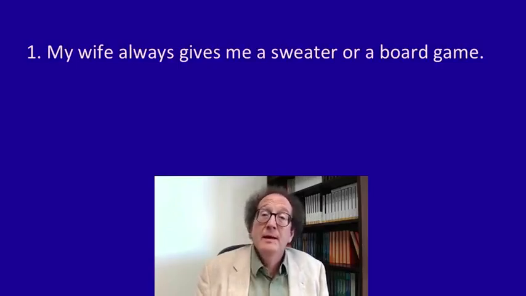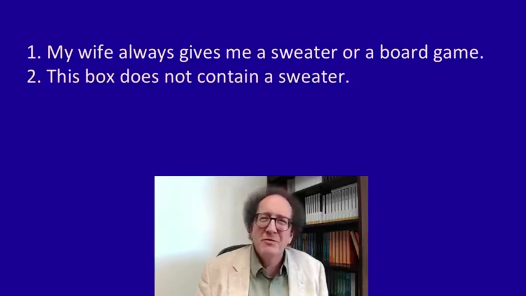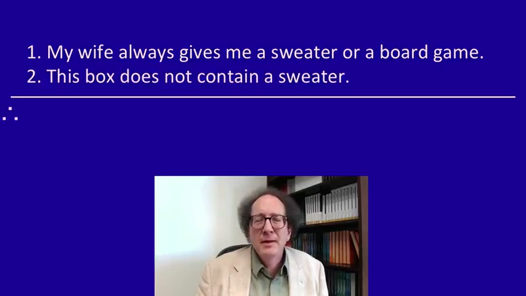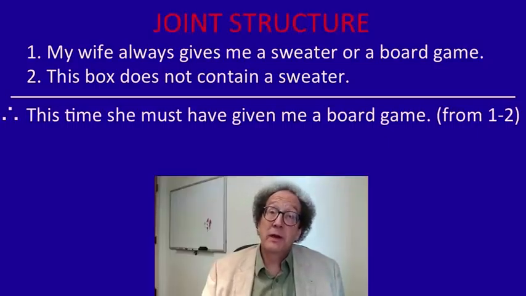Instead, what we have here is the two premises working together. She always gives me either a sweater or a board game, and the second premise, this box does not contain a sweater. Those two premises have to work together. It's only jointly working together that they can support the conclusion that this time she must have given me a board game. How can we diagram this joint structure?